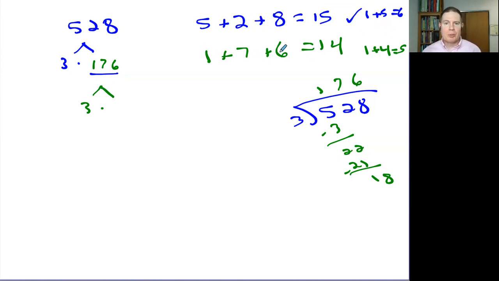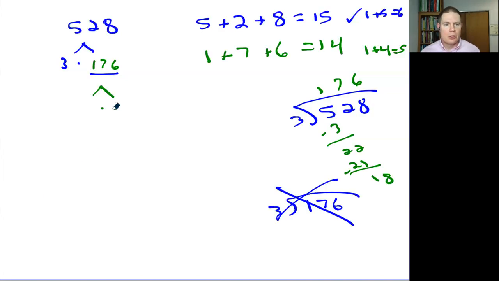Okay? But 1 plus 7 plus 6 does not work out for me, so I'm not going to bother with 176 divided by 3. That's a complete waste of time. I'm not going to do this. But if I erase that instead of scratching it out, I recognize 6, that's even. Right, 6 is even, so I can jump to 2.